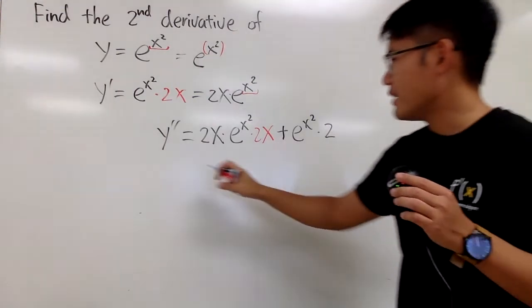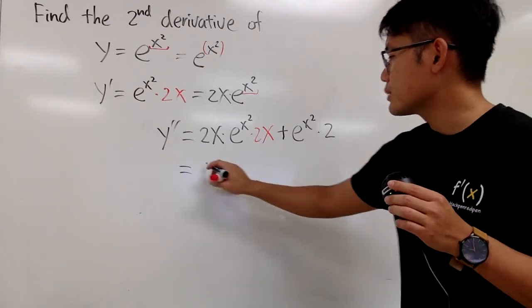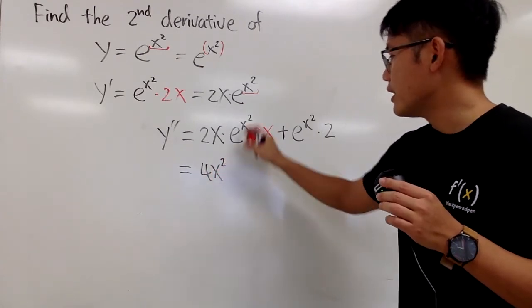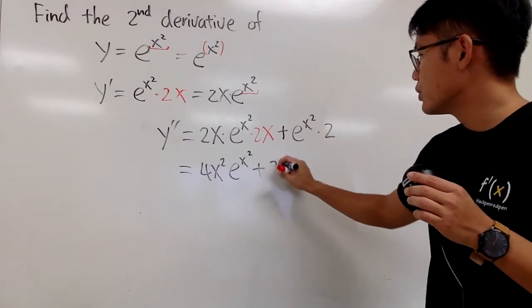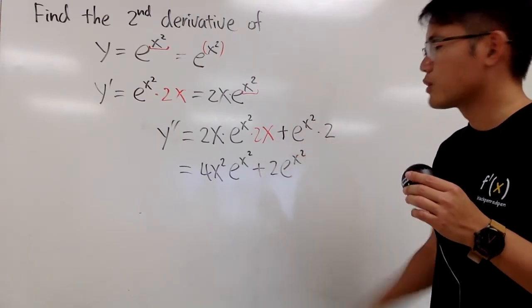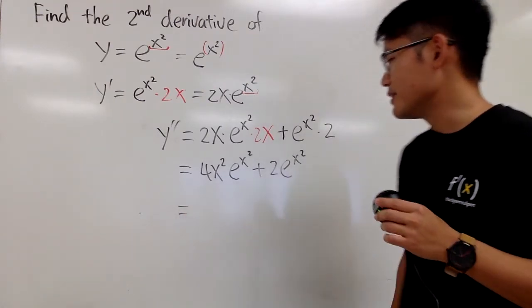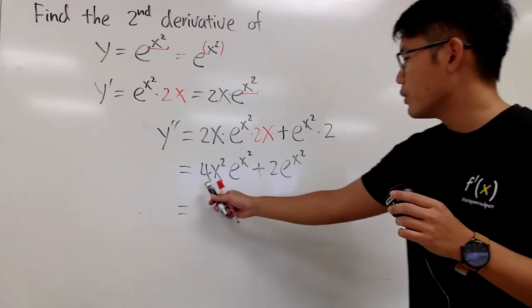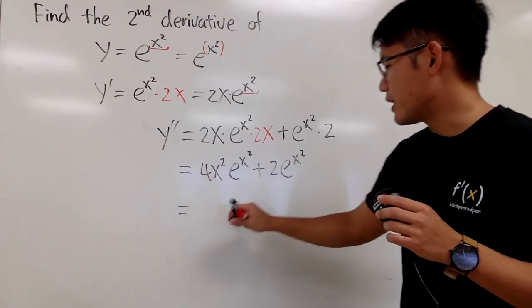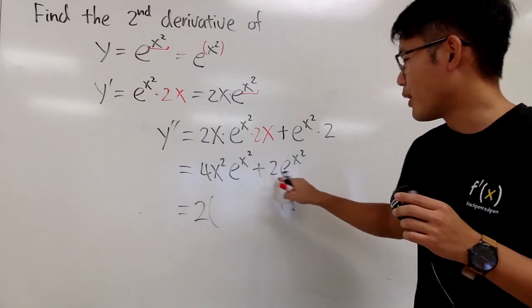And now this is what we have, and we can simplify this a little bit. 2x times 2x, we get 4x squared, and then of course, we still have the e to the x squared, and then this is plus 2e to the x squared. And for the people who would like to factor things out, I will factor it out for you as well. We see that we have 4 and 2, so I can factor out 2. And I think for this part, that is pretty much it.